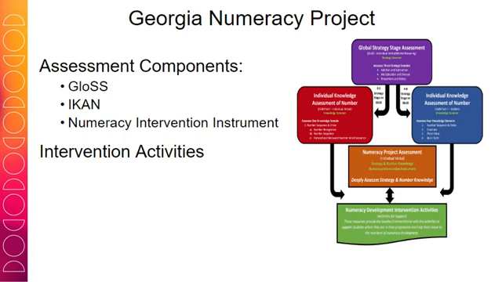As mentioned previously, the Georgia Numeracy Project has 3 assessment components as well as intervention activities. The strategy assessment is called the Global Strategy Stage Assessment and is referred to as the GLOSS. This is an interview assessment that determines the level of strategy a student uses.